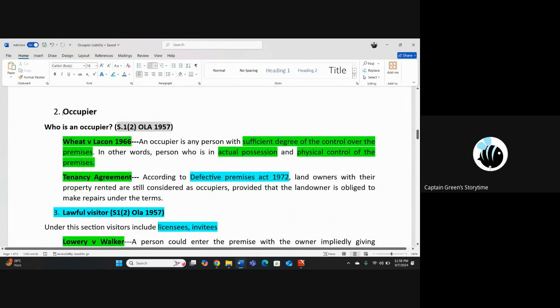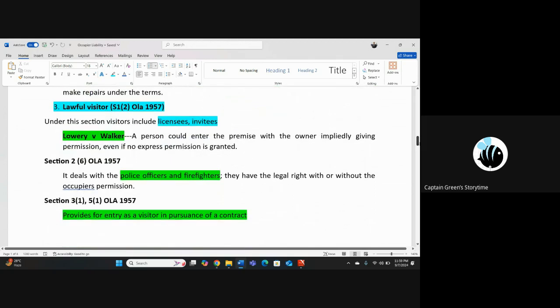We also stated who an occupier is. We studied the Wheat versus Lacon case, which is the most important case, which tells us that a person having a sufficient degree of control or possession or physical control of the premises will be considered an occupier. Moving on, we studied who a lawful visitor is. A person who can enter your land with an implied permission is a lawful visitor. A person having a license, a person who is an invitee.